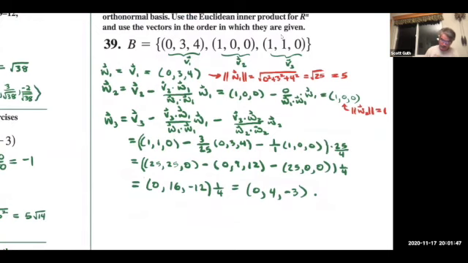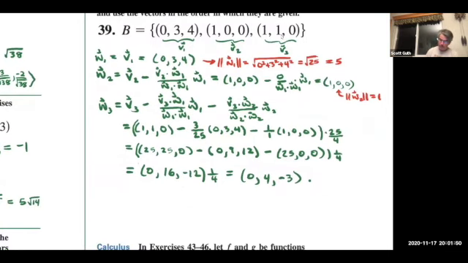This guy for W3 looks pretty easy also, and it can be really similar to W1. So the magnitude of W3 is going to be the square root of 0 squared plus 4 squared plus negative 3 squared, like that. So that's, of course, the square root of 25 again, which is 5. So in the end, we were supposed to give unit vectors.